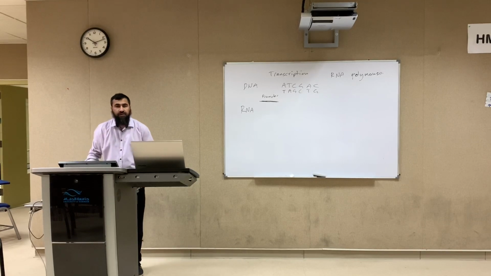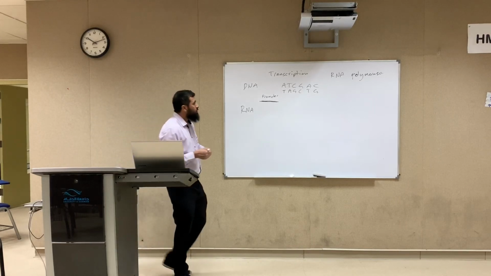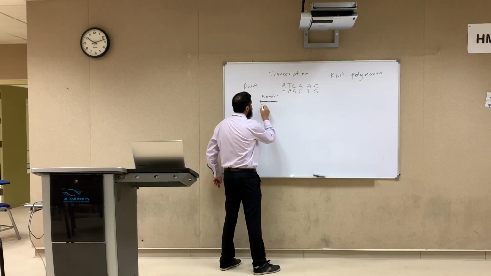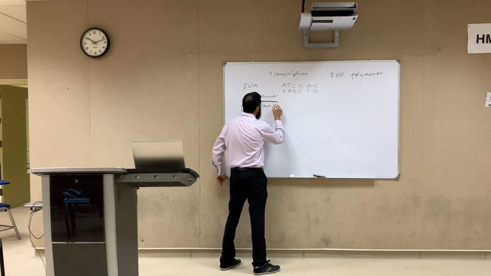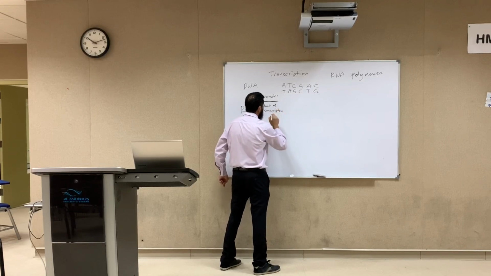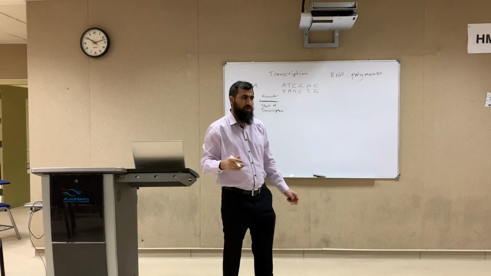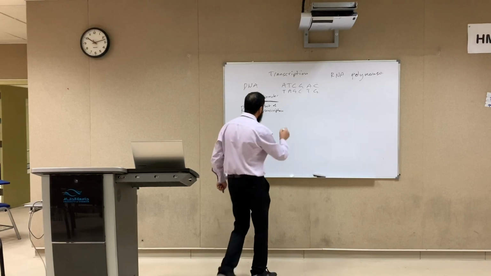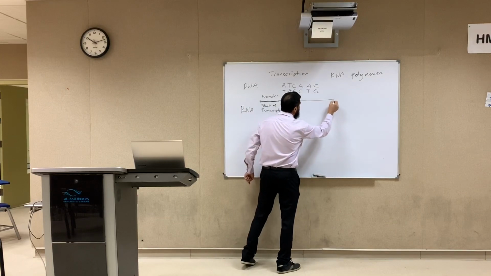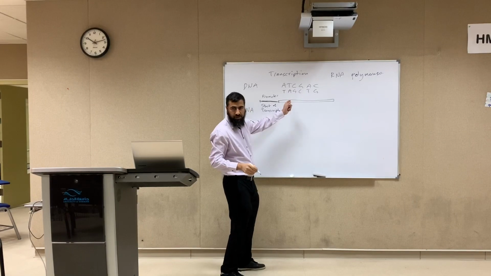So all genes have a promoter. The promoter is the start of transcription, okay? Then you have the sequence that codes for that particular gene. So the coding sequence, okay? All right, so this could be the coding sequence for insulin, for example.